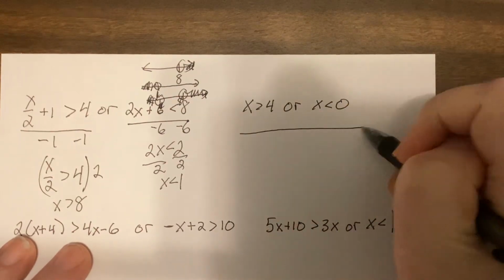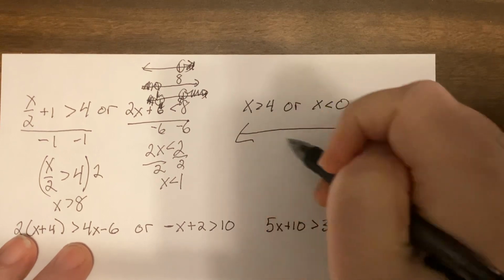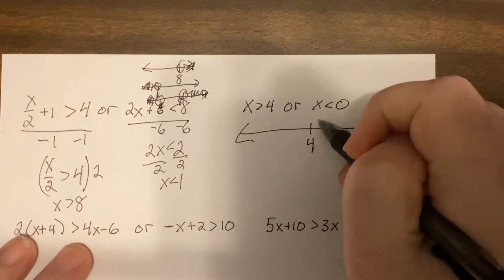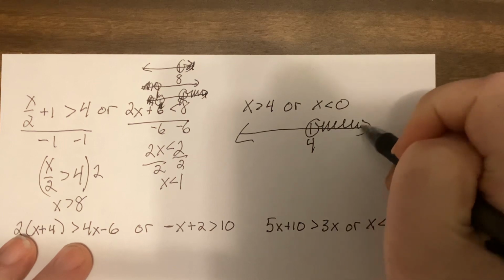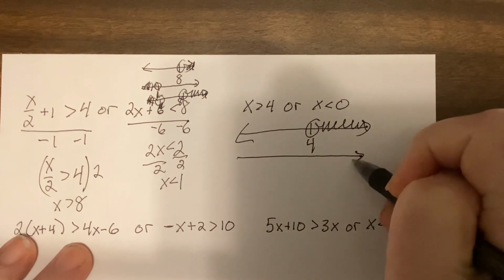Now this one, nothing to solve, so we just make the graph. Here's greater than 4. Here's less than 0.